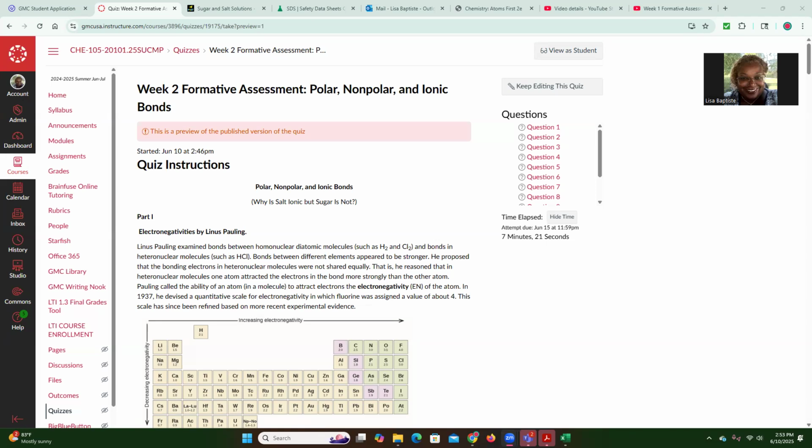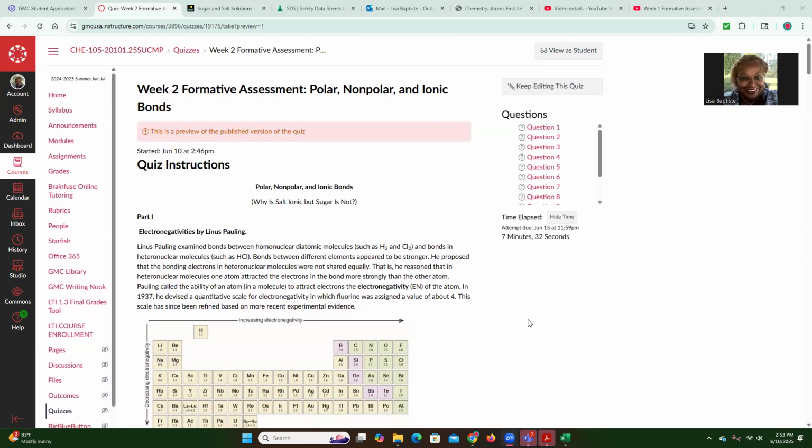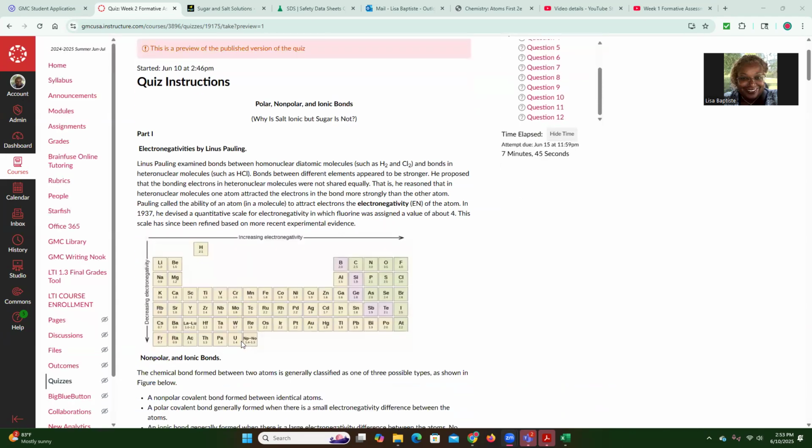For this week's formative assessment, we're working with polar, nonpolar, and ionic bonds. So I want to do a tutorial on this lab and go through the different things that you'll be working with for this particular lab. For this one, in part 1, you're working with electronegativities, nonpolar and ionic bonds, and also polar bonds. And so read through this information.